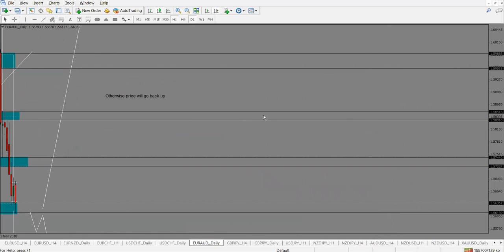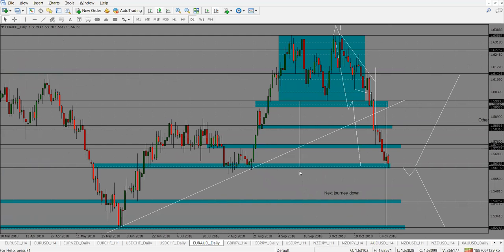That's why your higher time frames are very important. You can't avoid looking at your higher time frame. You can't just trade on the smaller time frame.